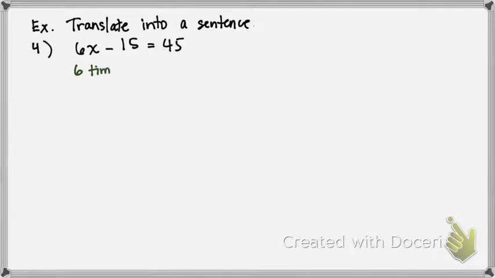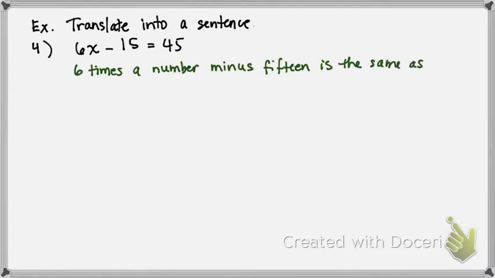6 times a number minus 15 is the same as, I'm giving you some variations, 45. So I did a long way of saying equals, or is, 45, okay? So that's another thing you would be doing on your homework.